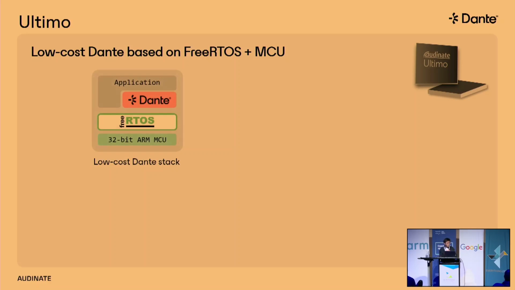So having a top-down view of the low-cost Dante stack, we have this. This is Ultimo. On the very bottom, we have the 32-bit microcontroller. So we have a single microcontroller that we work with. And on top of that, we have FreeRTOS, and then Dante on top of that, together with the OEM application that actually does the transferring of audio samples between the OEM side and the Dante world.